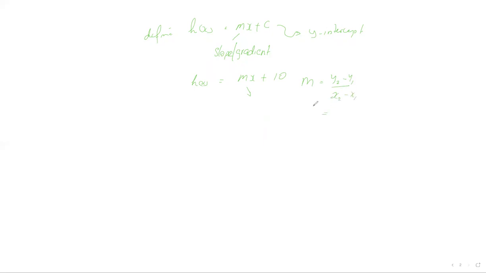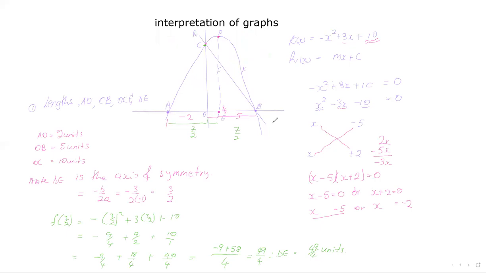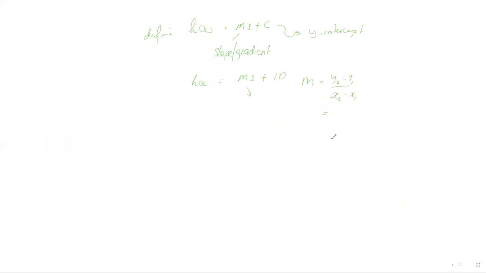And for the slope, go back to our equation and look at only two coordinates that can help us. The coordinates here are given as: x is 5, y is 0; x is -2, y is 0; x is 0, y is 10. You can use CB for the slope. The slope of CB.